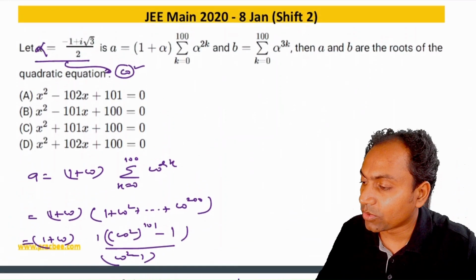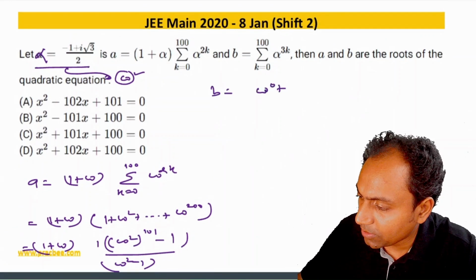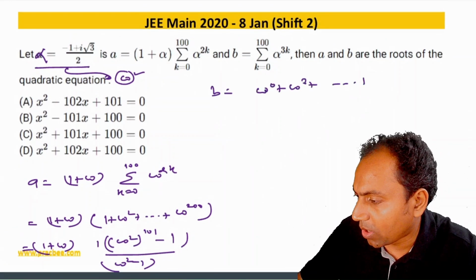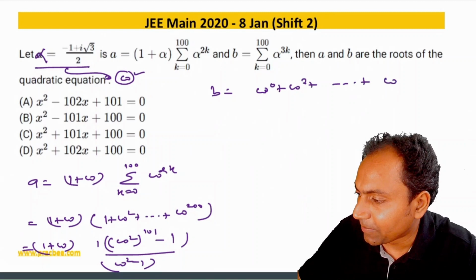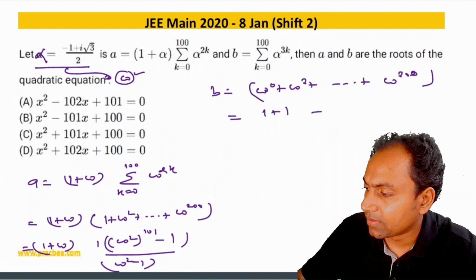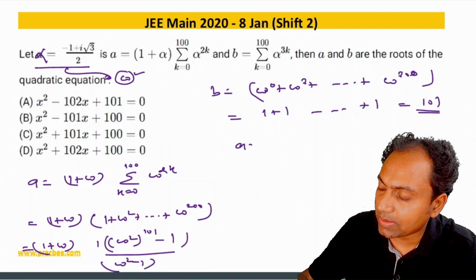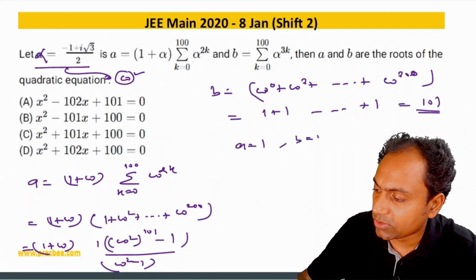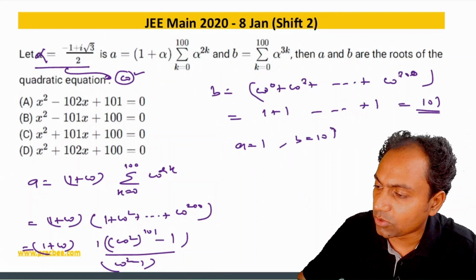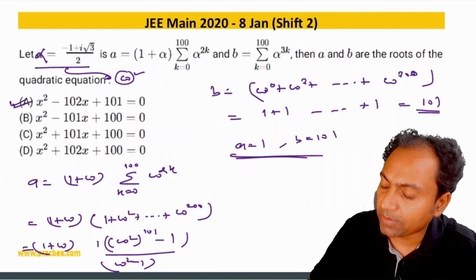Now let us look into the value of B. If you look into the value of B, it is omega raised to the power 0, omega raised to the power 3, and so on up to 300. All the powers are multiples of 3. You can see that all of them will become 1. And hence the answer becomes 101. Now one root is 1, another root is 101. So the product of roots will become 101 only. And hence, if you look into this, option A will become correct.